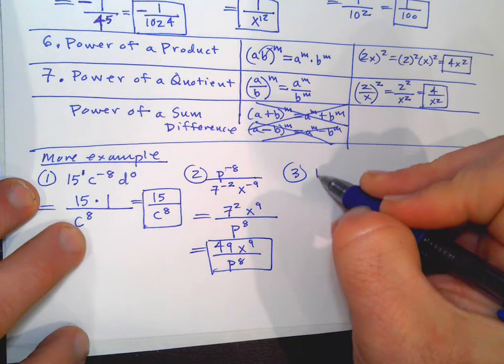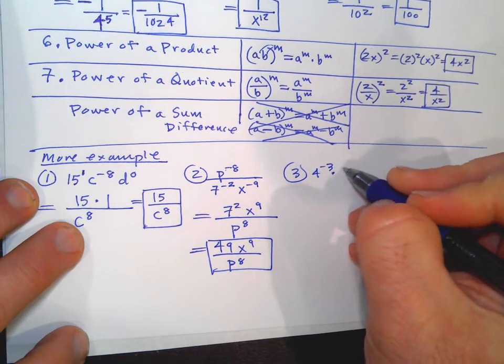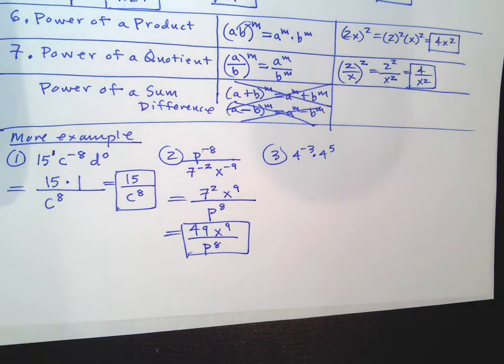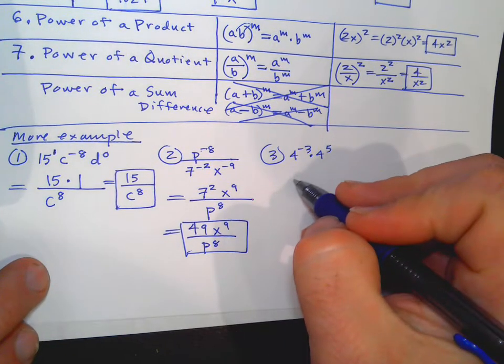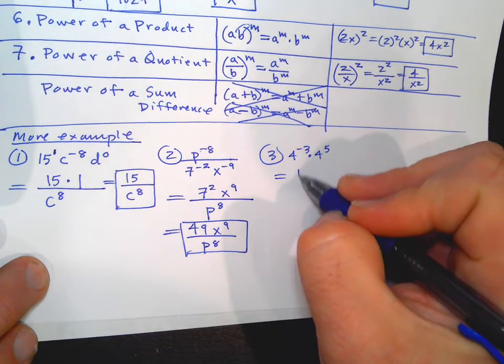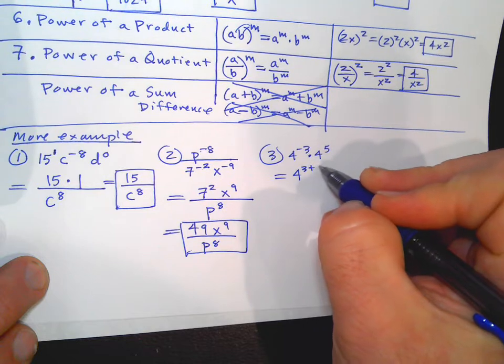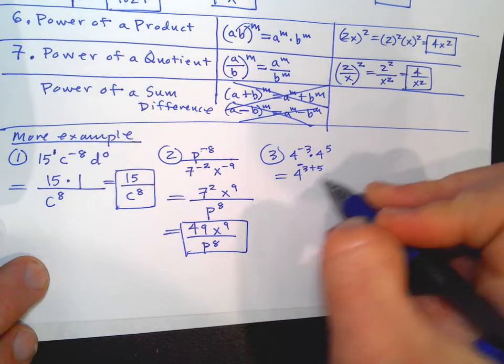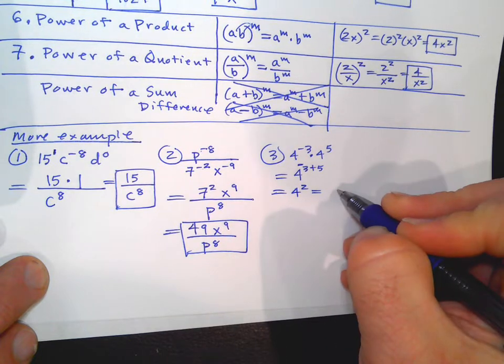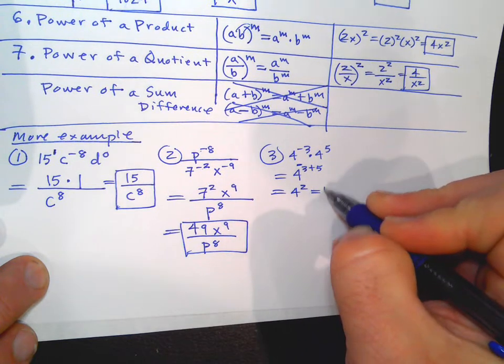Okay, let's try another one: 4 to the negative 3 times 4 to the 5th. Pause the video. See if you can do this one on your own. Now, there's a couple ways we could do this. We could combine these first by adding the exponents, which I think is the best way. And it's 4 squared, which is 16.